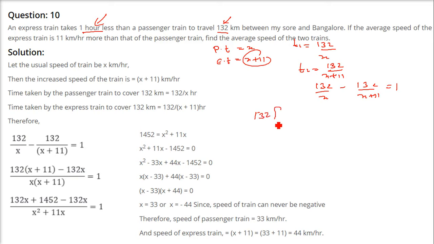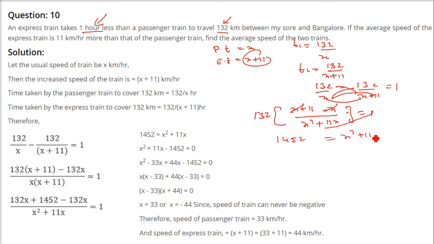So 132 we can take common, x plus 11 goes here, this x goes here, and this will be x square plus 11x. x square plus 11x equal to 1. This gets cancelled. 132 into 11 is 1452. I'm taking this on this side, x square plus 11x. So the equation becomes x square plus 11x minus 1452 equal to 0.